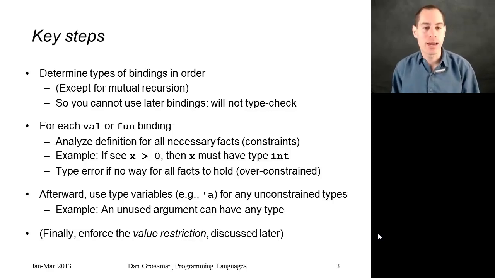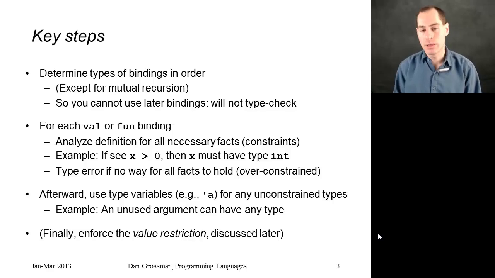Then for each binding, say a val binding or fun binding, we have to figure out the type of that binding. What we do is we analyze the definition for all necessary facts. These are essentially things that are going to constrain the type in some way. So for example, if you see the expression x greater than or equal to 0 inside a function that takes a parameter x, then x must have type int. We simply look at the function body in order to figure out the type of the function overall.